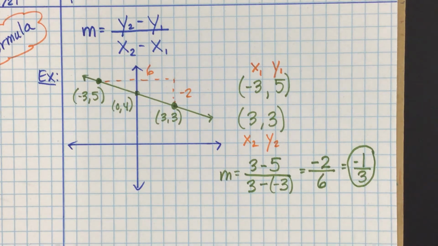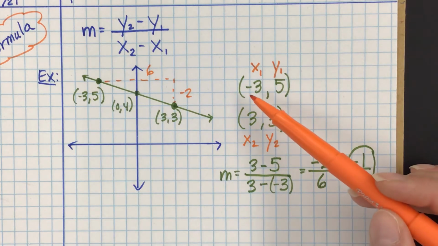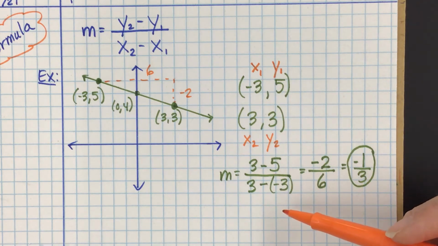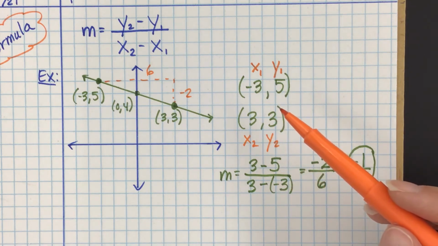Yes, ma'am. I don't know if I missed this or not, but wouldn't x1 be negative? Wait, never mind. You good? And x1 is negative. It's negative 3. Where are you getting 3 minus 5? Where am I getting what? 3 minus 5.